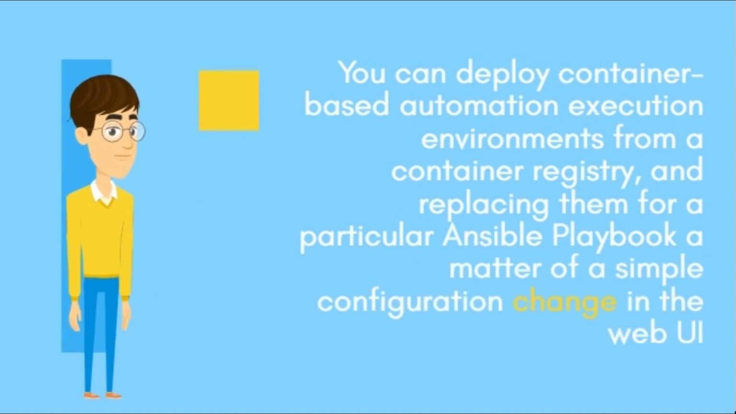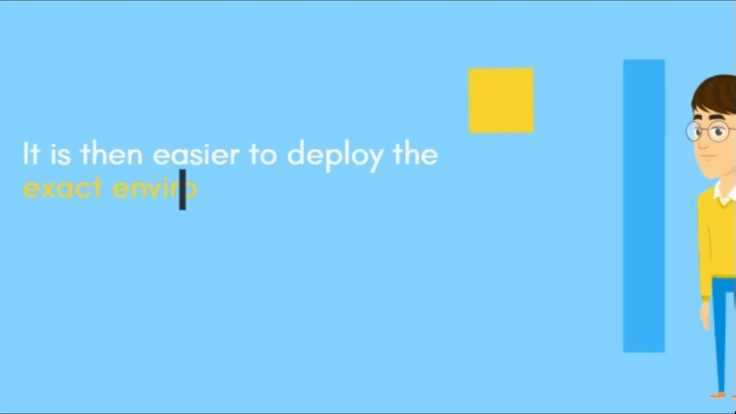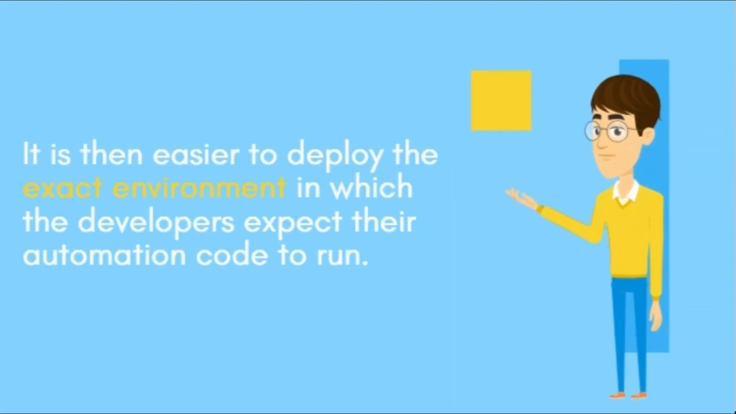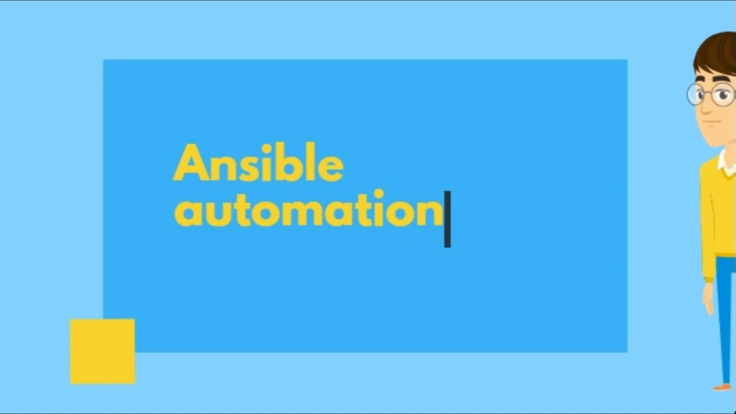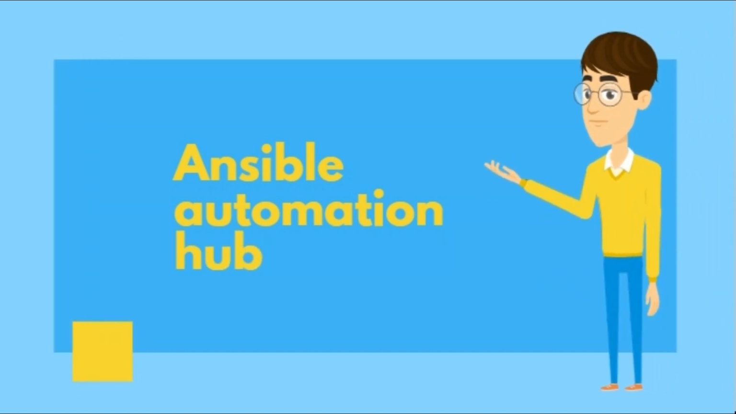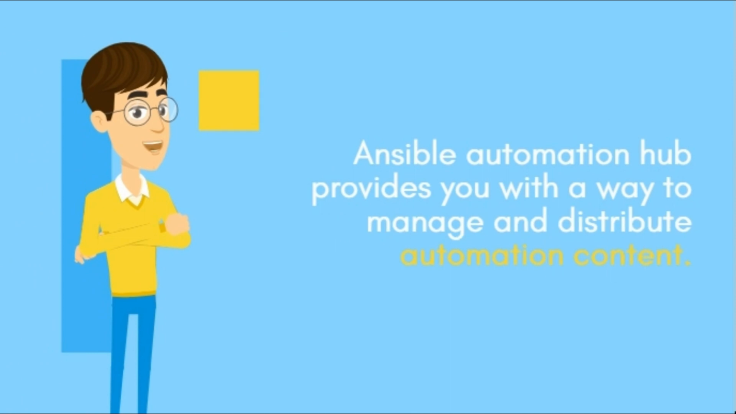The new automation controller design solves this challenge by separating the control node from the automation execution environments, which are now running in containers. You can deploy container-based automation execution environments from a container registry, and replacing them for a particular Ansible playbook is a matter of a simple configuration change in the web UI. It is then easier to deploy the exact environment in which the developers expect their automation code to run.